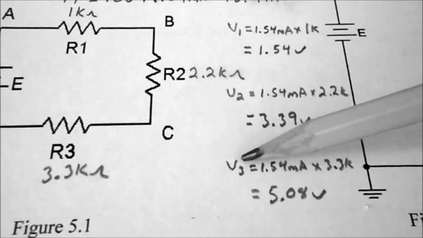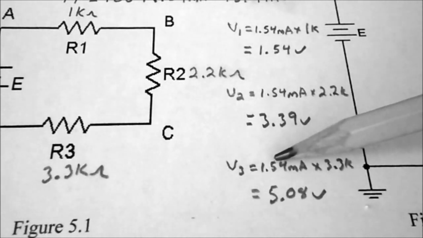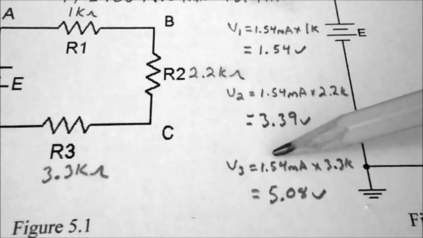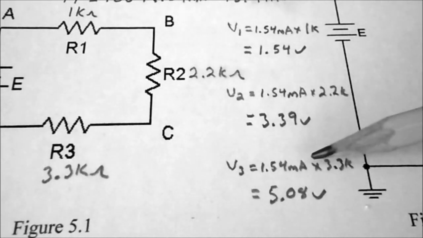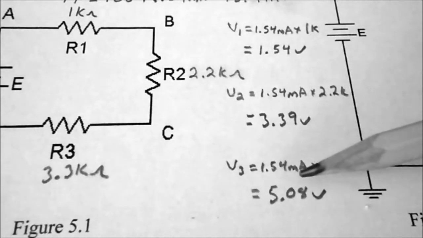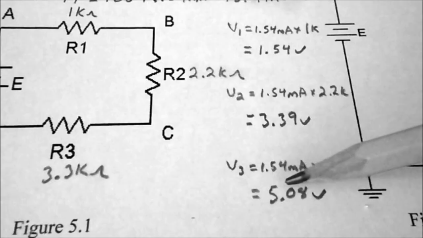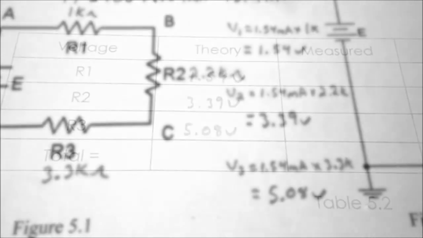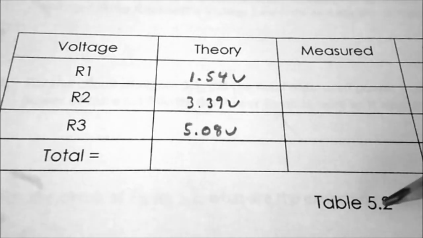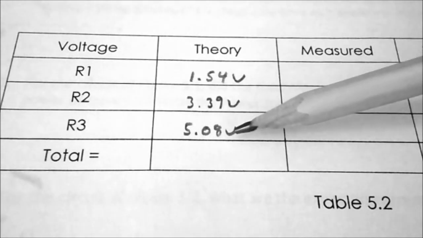So the calculation for V3 is equal to the current through R3, which in a series circuit is the total current of 1.54 milliamps, times the value of R3, which is 3.3K. So the voltage drop across resistor 3 is equal to 5.08 volts. So in table 5.2, under voltage R3, the theoretical value is written in as 5.08 volts.